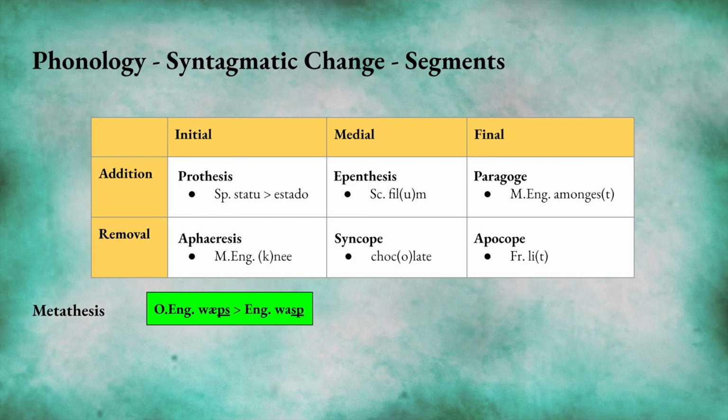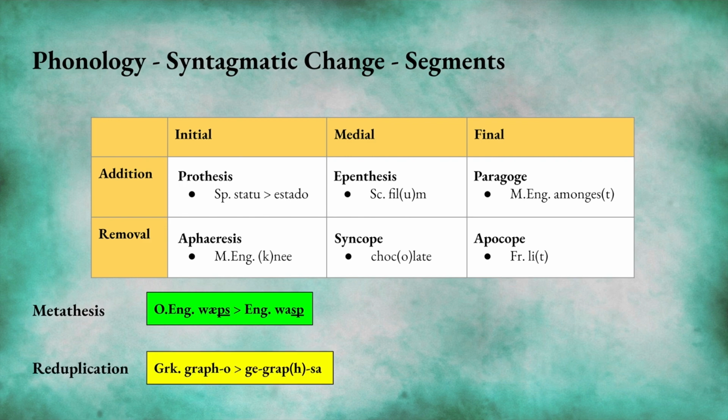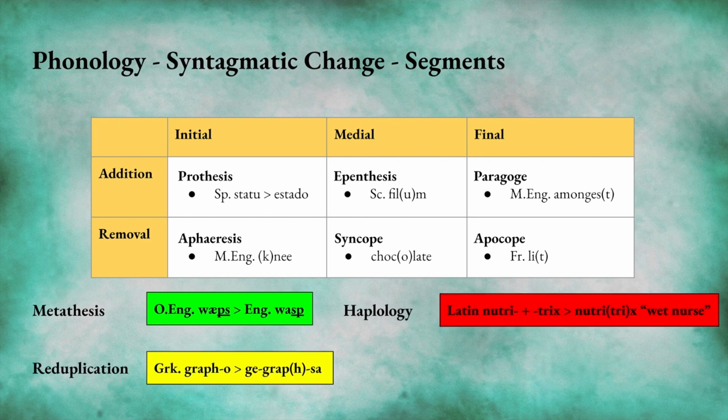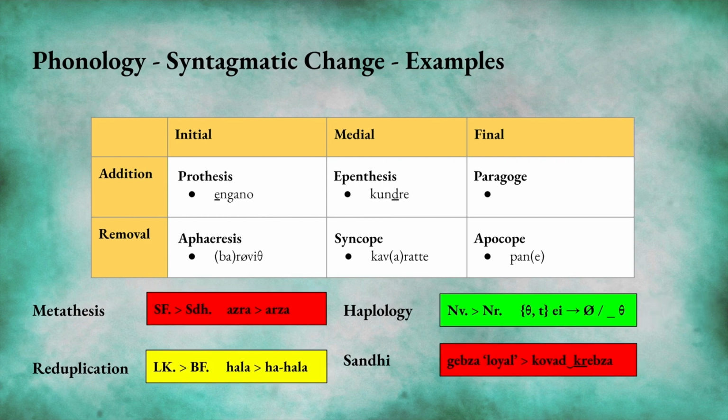A sound can also be reduplicated. Additionally, if two words merge with the same syllable repeated, one of those syllables might disappear in a process called haplology. It should be noted that all of these changes can occur across word boundaries in a process known as sandhi. Once again, here are some examples from the Berasne languages to pause on.